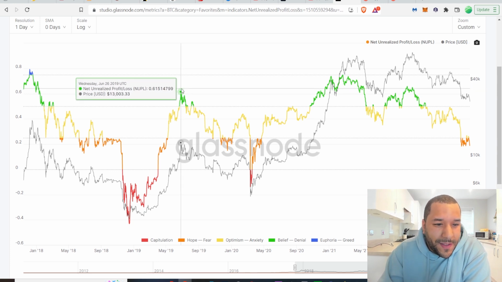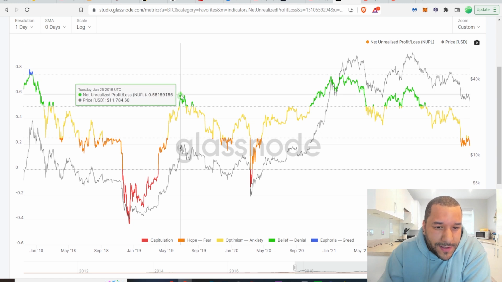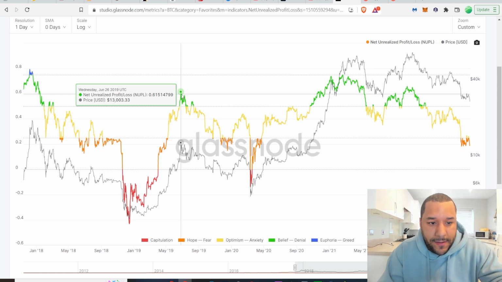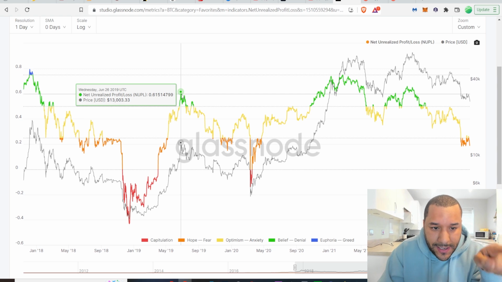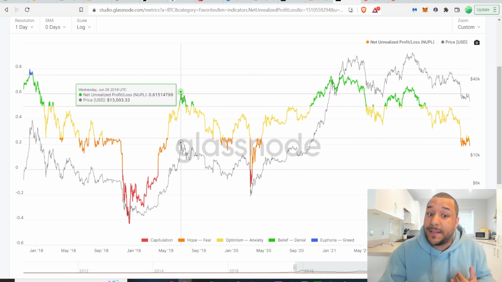These things have numbers on them. And from here at the minute, this number says, let me see if I can get it out, it says 0.61. If you look at the writing, it says net unrealized profit/loss, NUPL, and it says 0.61. So this can give us a good insight as to when we should maybe consider taking profits.